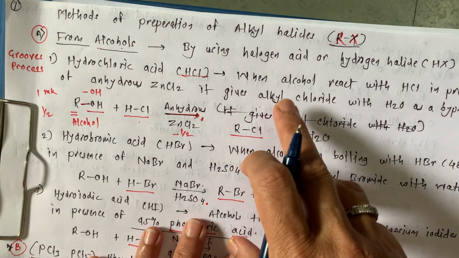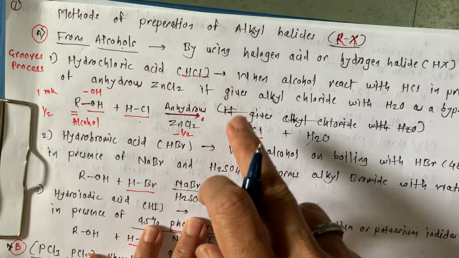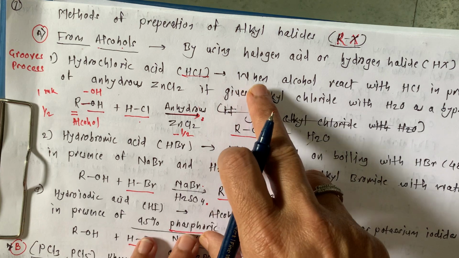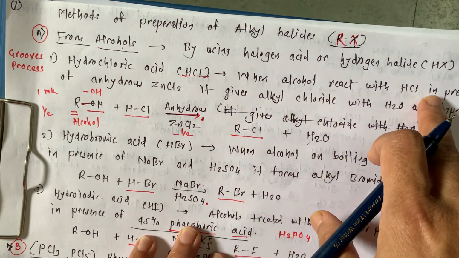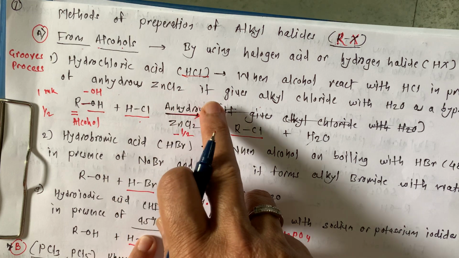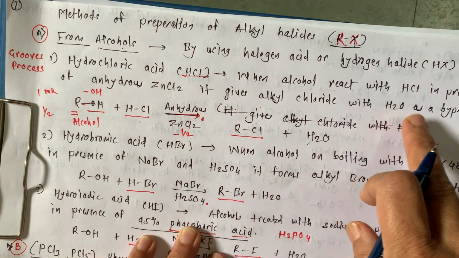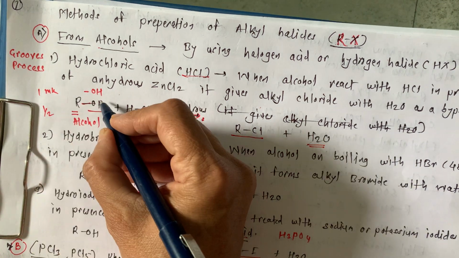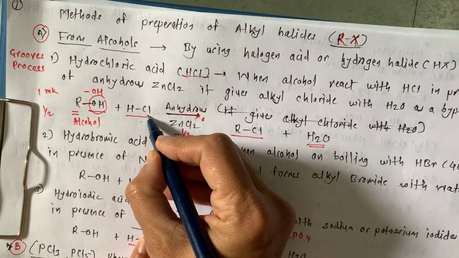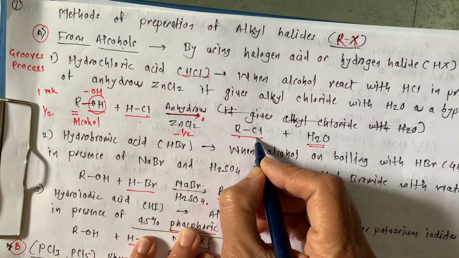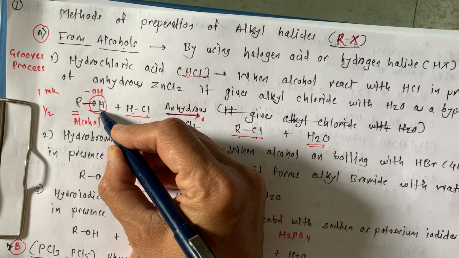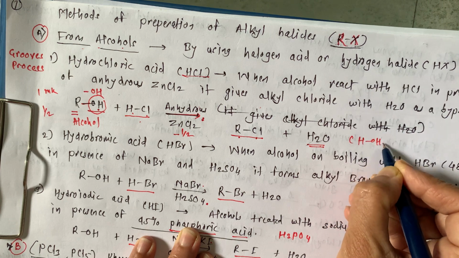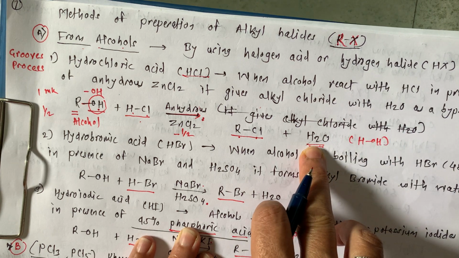You have to write in words also and in the reaction; that gives you good credit, meaning a good impression. So always write: when alcohol reacts with HCl in presence of anhydrous zinc chloride, it gives alkyl chloride with H2O as a byproduct. In ROH, the OH is replaced by Cl, so there is formation of alkyl chloride, and now this H and OH react with each other and there is formation of H2O.